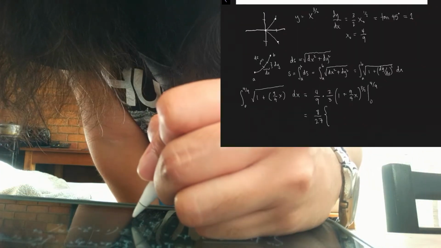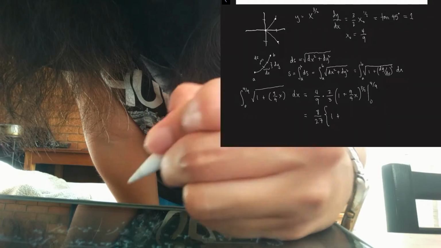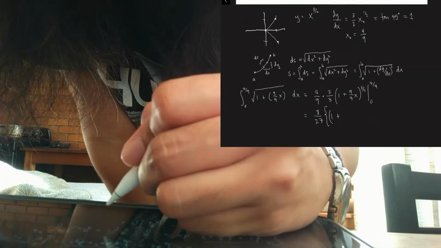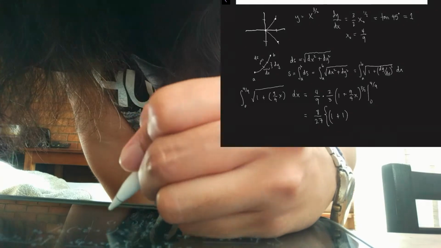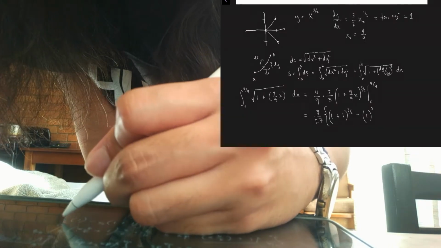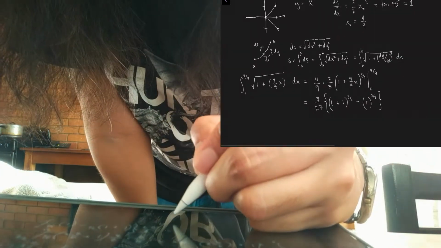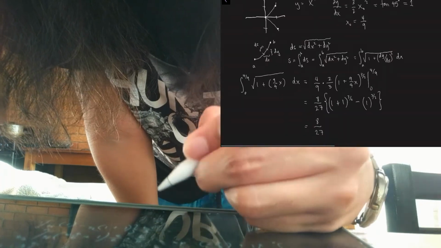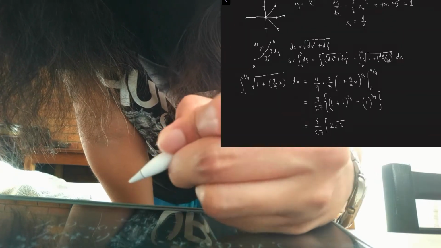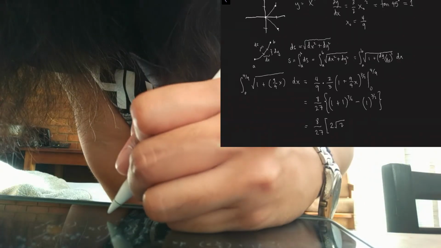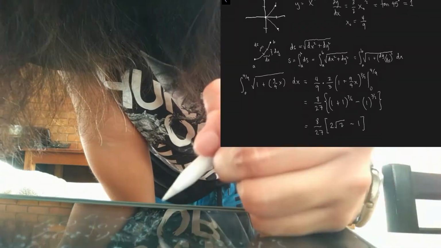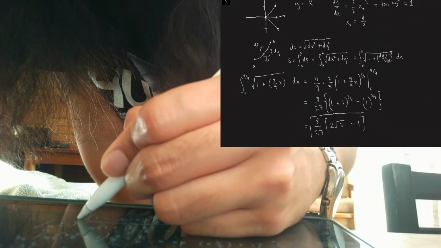You have 1 plus 9 over 4 multiplied by 4 over 9, which is just 1, to the 3/2, and then minus, you evaluate this at 0, which is just 1 to the 3/2, which is of course 1. So finally you get 8 over 27 times 2 square root of 2, because that's just 2 to the 3/2, minus 1. And there's the length of the curve that we're trying to look for.